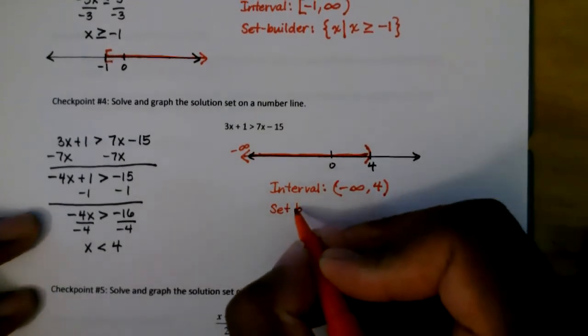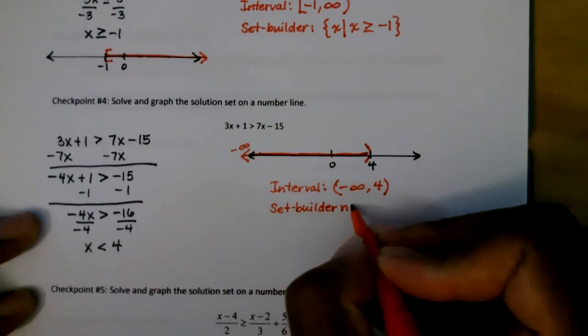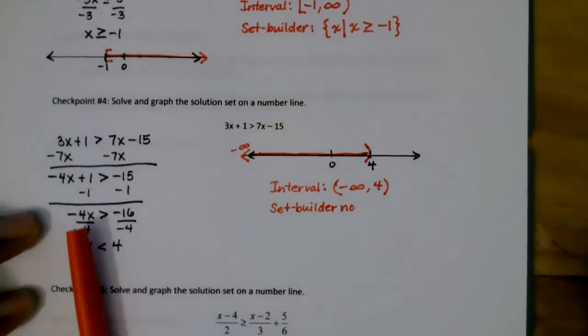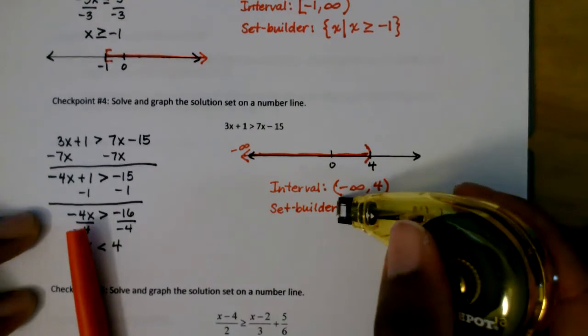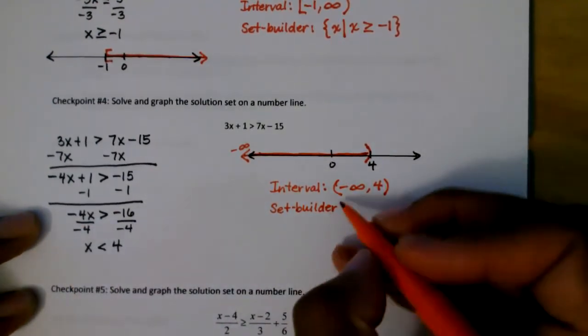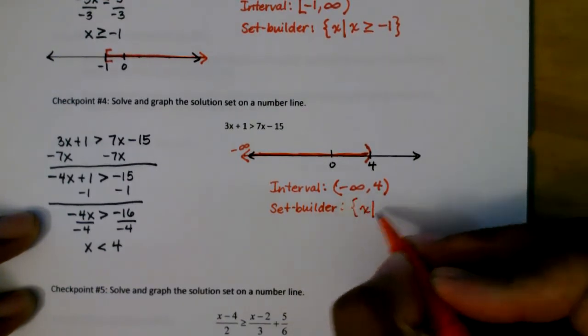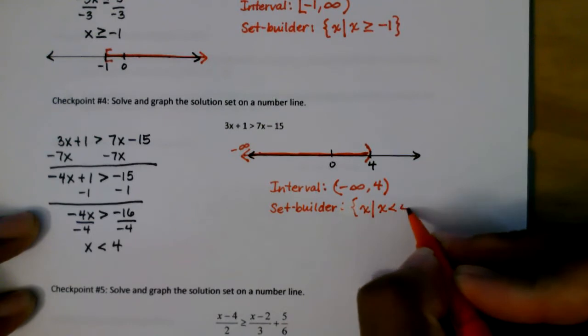And then for the set builder notation, it's going to be this: the set of all x such that x is less than 4.